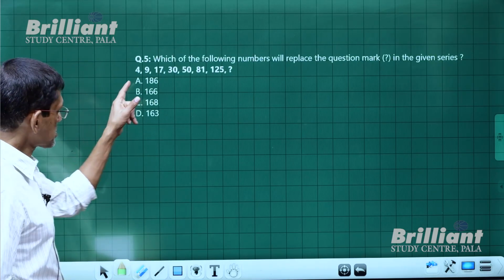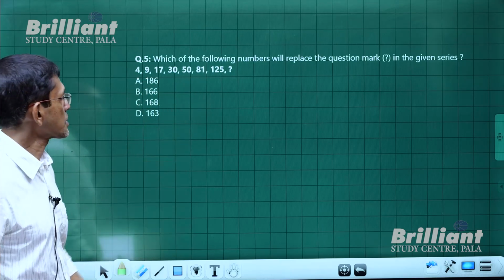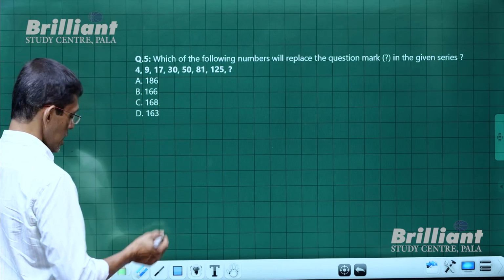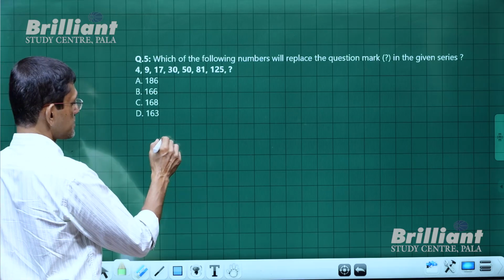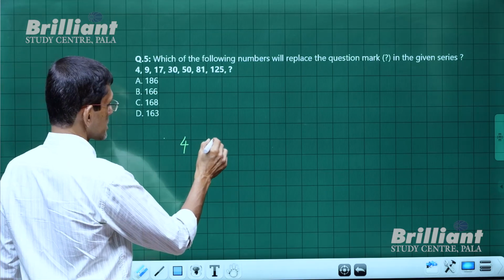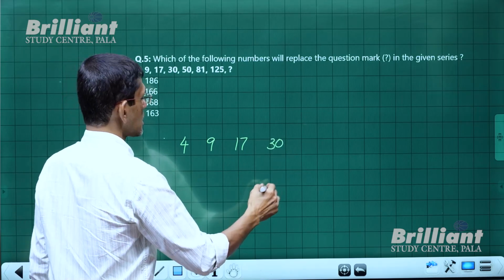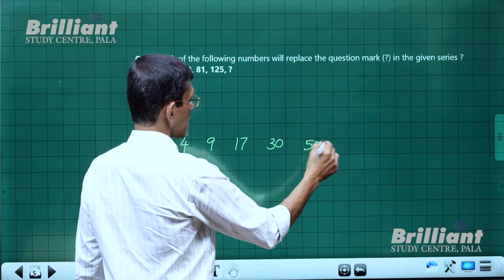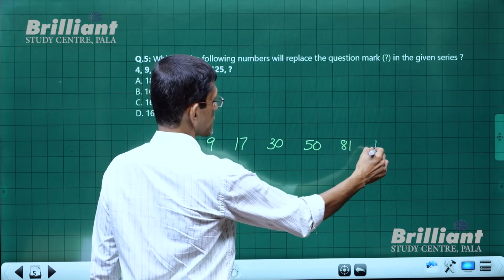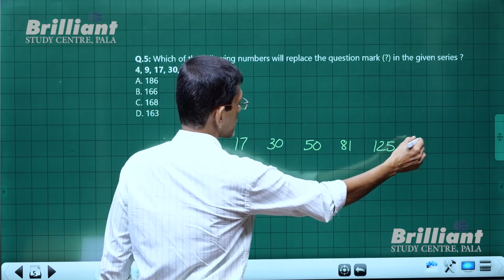And we look at one of the questions we have skipped here, right? The number series question. Look at that question. 4, 9, 17, 30, 50, 81, 125. What's the next number?